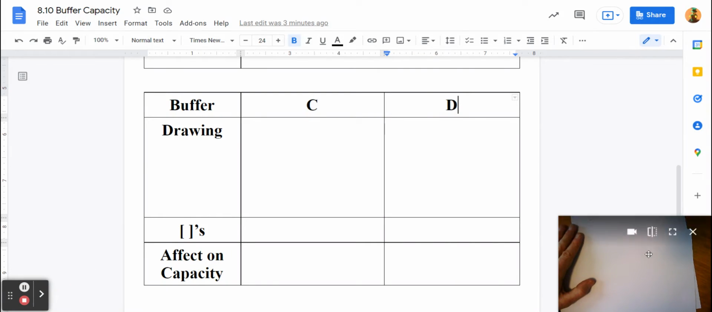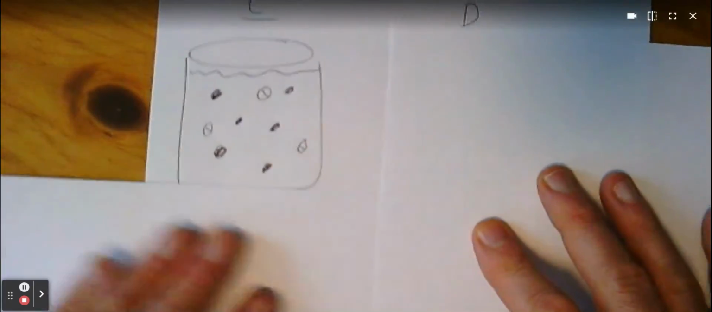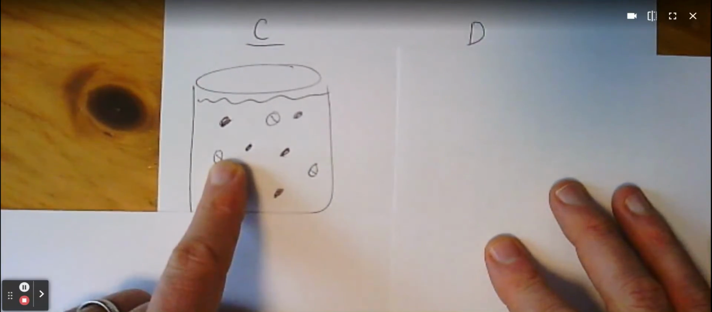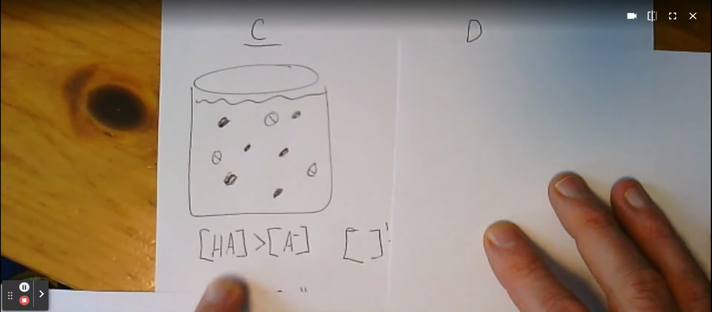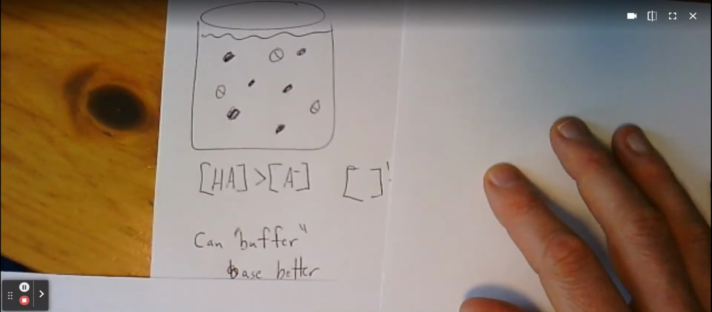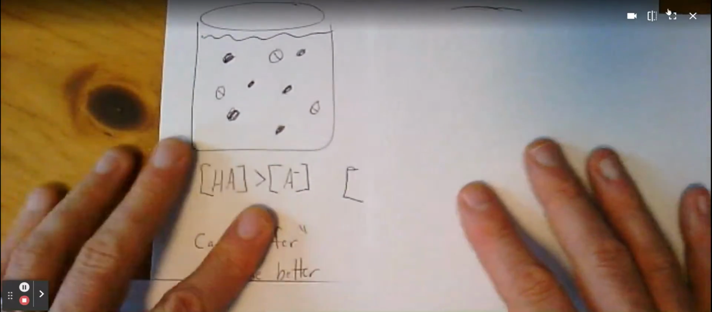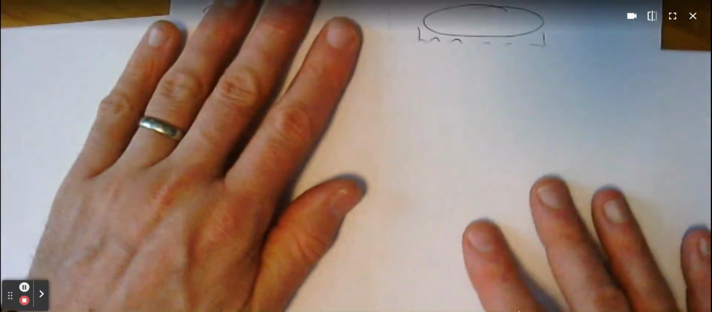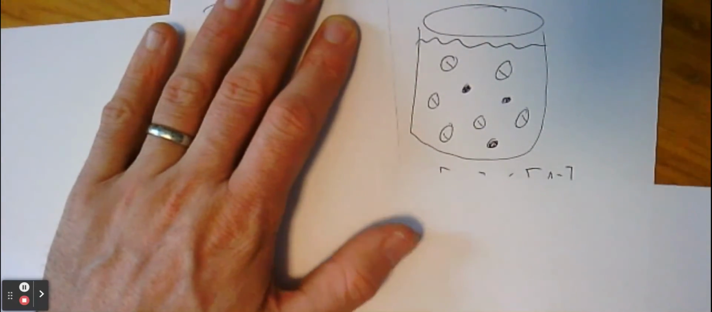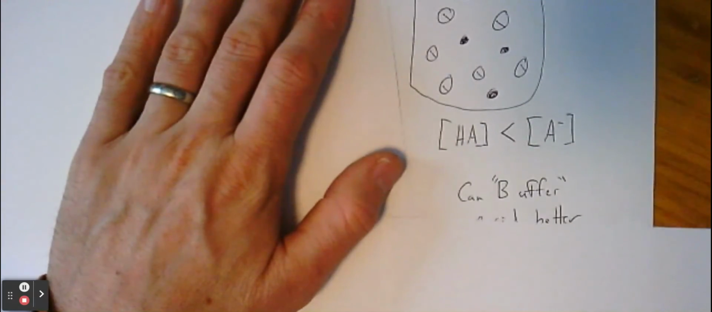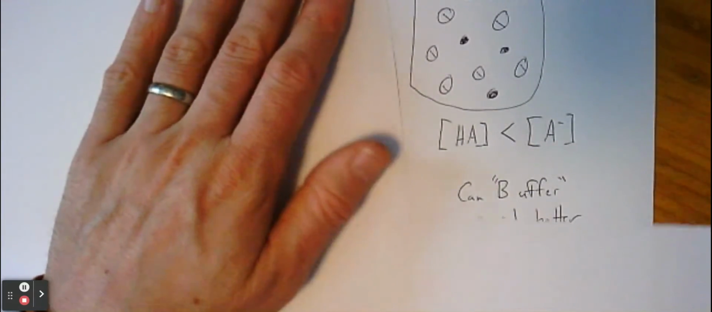Now to show buffers that have different concentrations of their conjugate acids and base. If I've got one that's got more acid than base, where my concentration of my conjugate acid is greater than my conjugate base, then this thing can buffer base better. And the opposite is true over here, where if I've got something that's got more conjugate base than acid, it can buffer acid better.